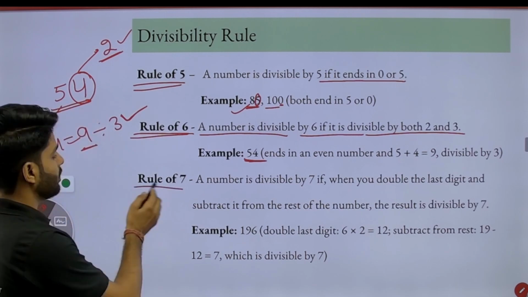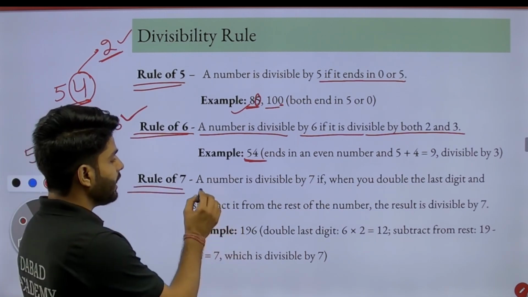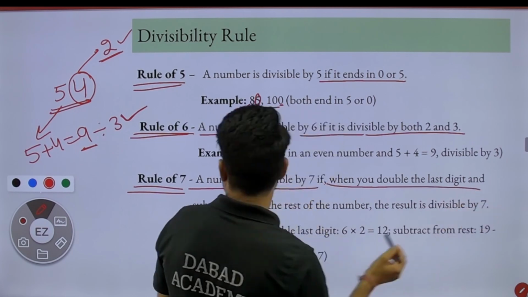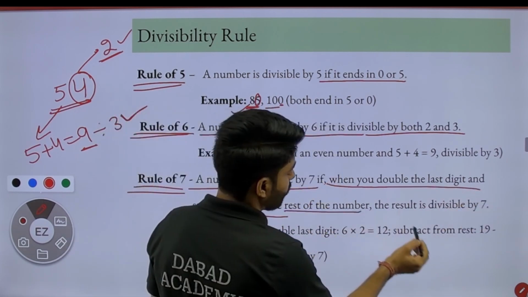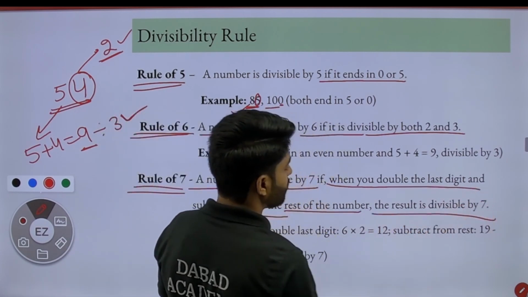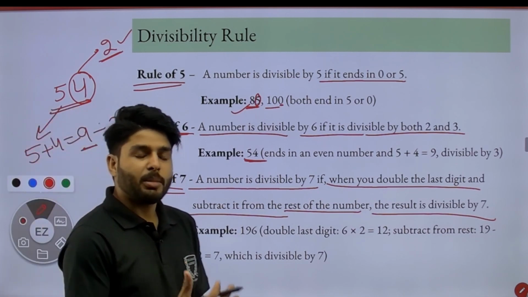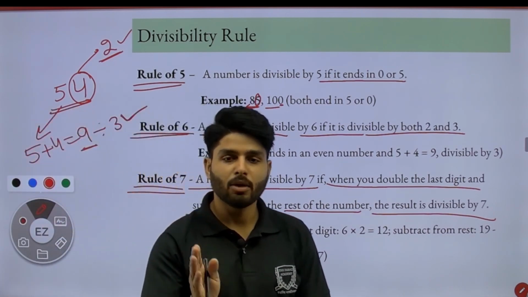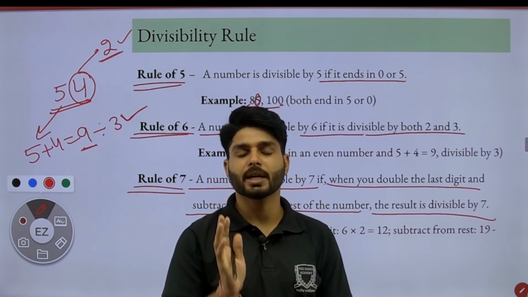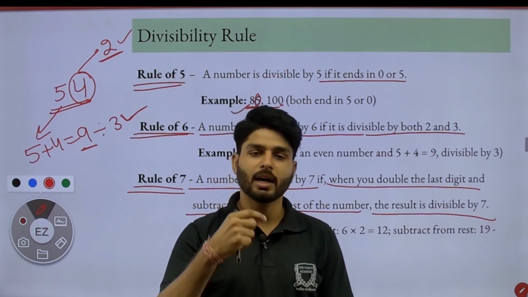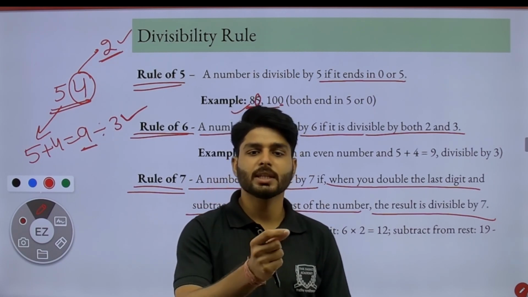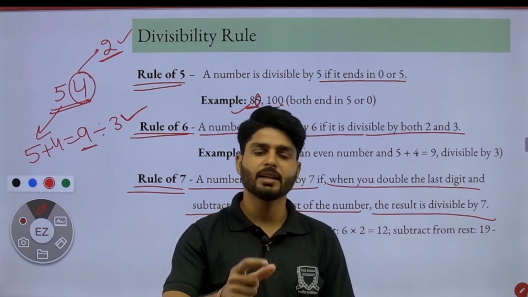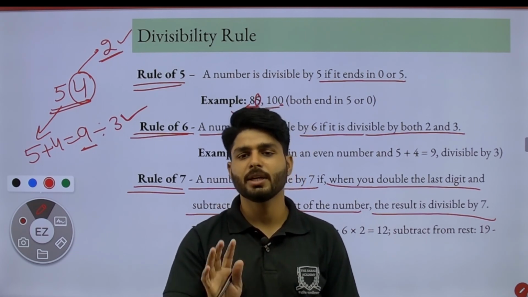The next rule is 7. A number is divisible by 7 if when you double the last digit and subtract it from the rest of the number, the result is divisible by 7. It means for any number, we multiply the digit at the unit place by 2 and subtract it from the remaining number. Then if the result is divisible by 7, the number is divisible by 7, otherwise not. And we repeat this process again and again until we have a small number that we can simply tell is divisible by 7.